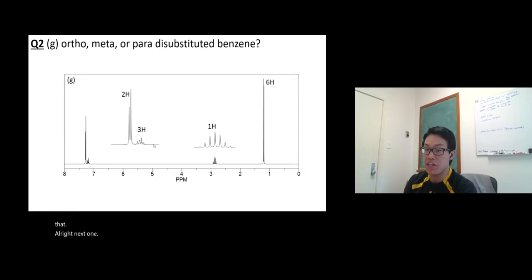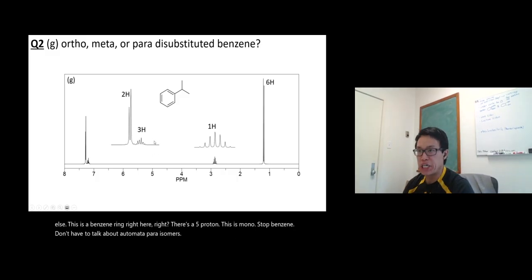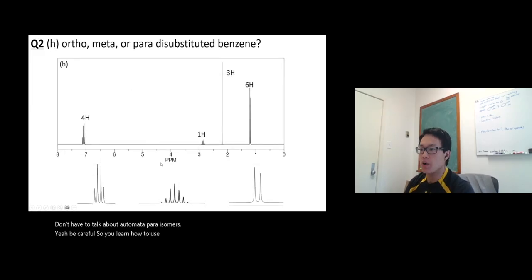This one is neither. Have you looked at the integration? There are 5 protons on the benzene ring. This is a benzene right here. Don't look at anything else. This is a benzene ring right here. Right? There are 5 protons. This is a monosubstituted benzene. You don't have to talk about ortho, meta, para isomers. Yeah, be careful. So you learn how to use integration. All right, we've got one more.